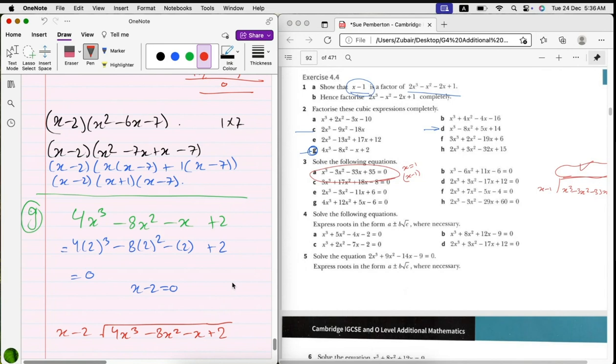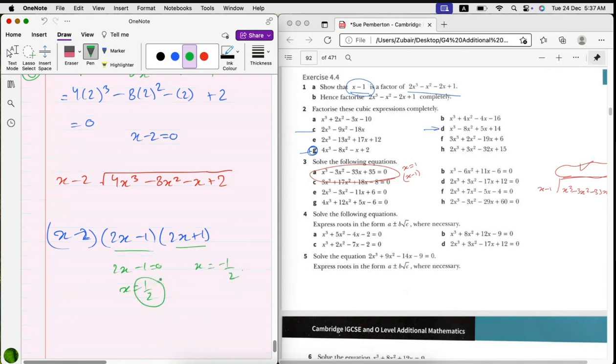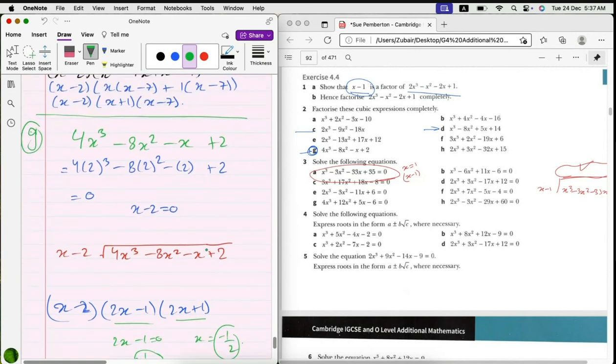Okay. So the final answer should be x minus 2, 2x minus 1, and 2x plus 1. Now what I'm going to do is check these two quickly, which makes x equal to 1 by 2, and the other one makes x equal to minus 1 by 2. So I'm replacing these numbers in the main equation to check if it works.